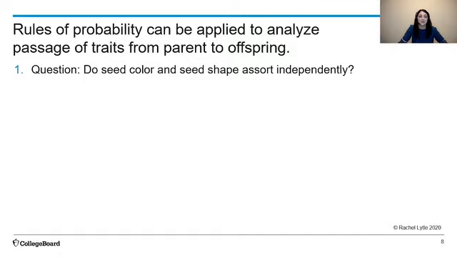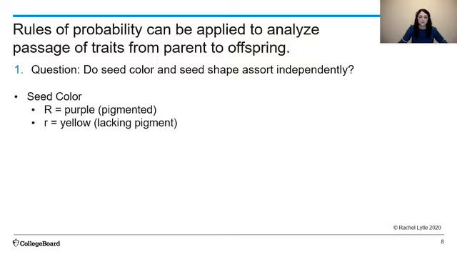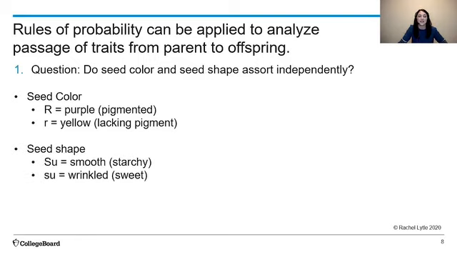So our research question is, do seed color and seed shape assort independently? To do that, we're going to look at dihybrid corn. Dihybrid, remember, meaning there's two traits involved. The first is seed color, and the dominant trait for seed color is purple, which is because it's pigmented, while the recessive trait is yellow, which means it's lacking pigment. Our second trait is seed shape, which is dominant for smooth, which is because it's starchy, or wrinkled, which is recessive, and that's because it's sweet.